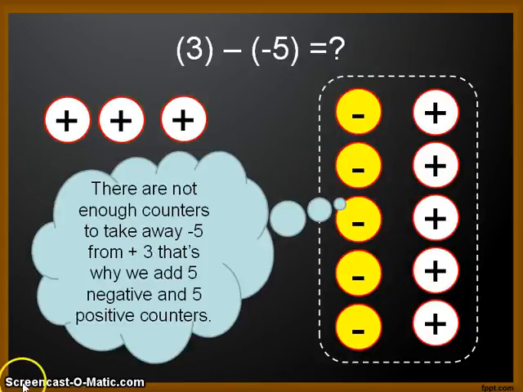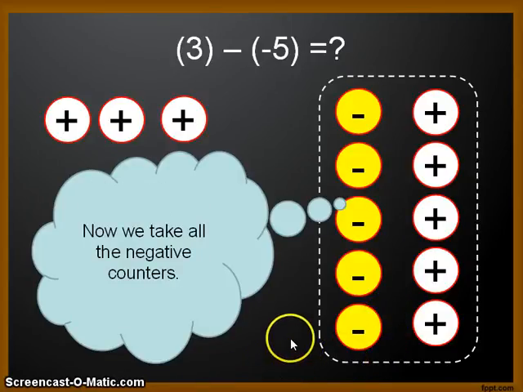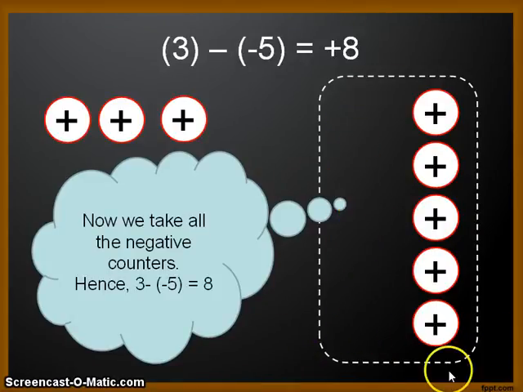Now let's have another example. Subtracting a negative from a positive. Since there are not enough negatives, we only have 3 positives. Then we have to make another counters again. We have to add 5 positive counters and 5 negative counters, and this is equivalent to 0. Now let's take all the negative counters here. Then the remaining counters will all be positive, and that would give us positive 8.